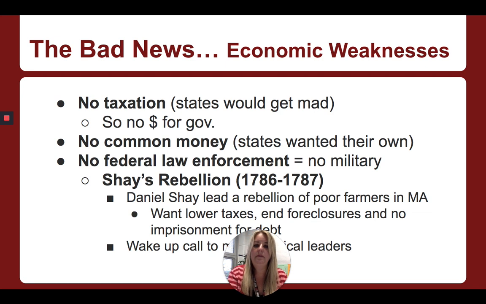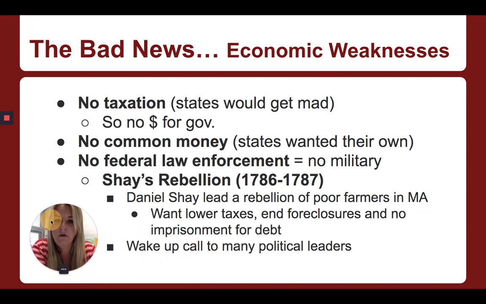All right, and then, like I said before, the no federal law enforcement, no military, all of this is going to be bad for the economy as well. So Daniel Shays, like I said, up in Massachusetts there, he starts a rebellion. And they want lower taxes. They want to stop having people foreclose on their farms. They want to be paid for their work in the revolution.